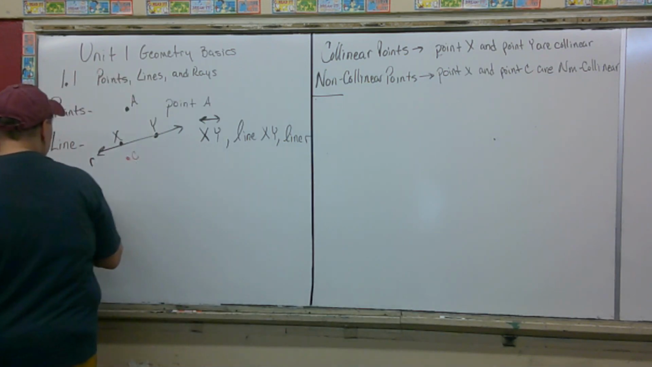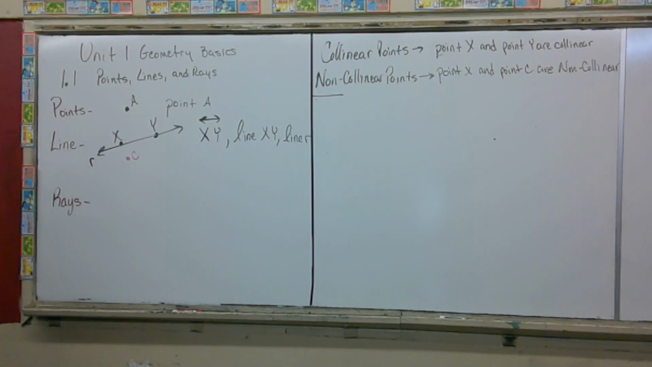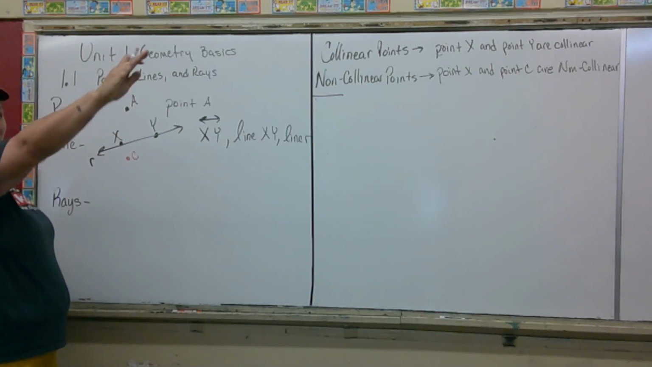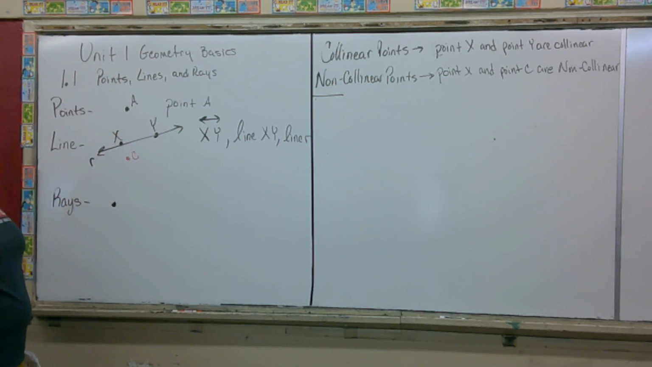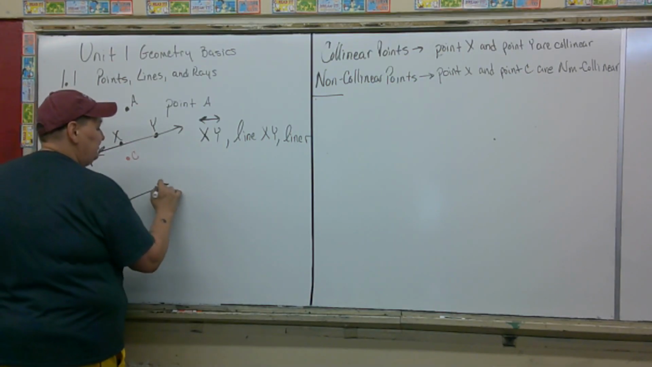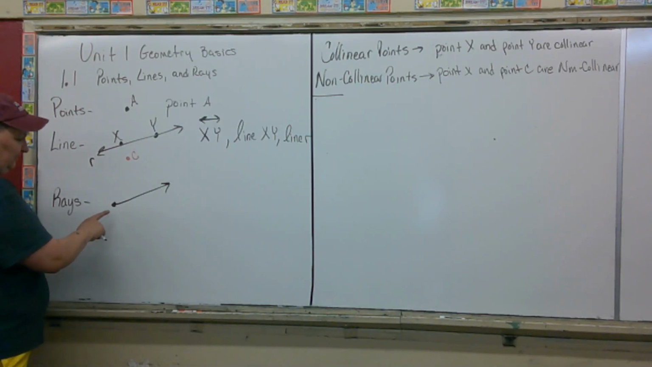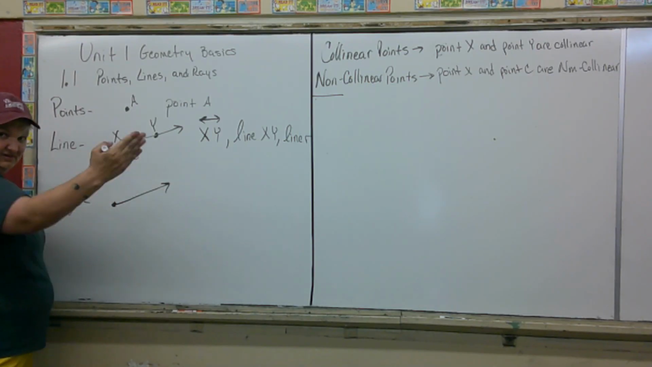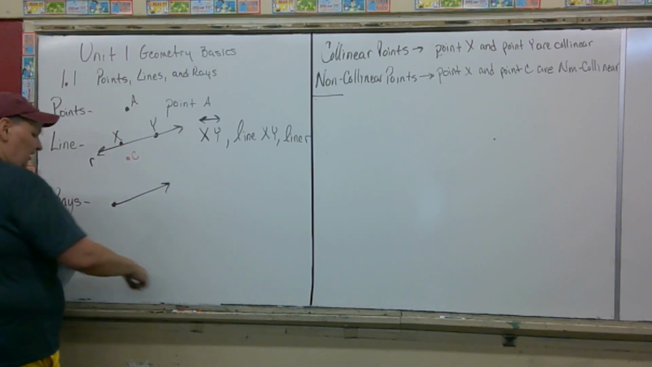All right, next up is rays. A ray is a point and then goes in one direction, right? So it has a starting point or an end point, whichever you want to consider it, and it only goes in one direction forever. Think of an arrow. It has an end, and it goes to the point of the arrow.